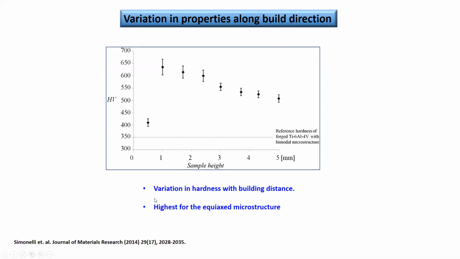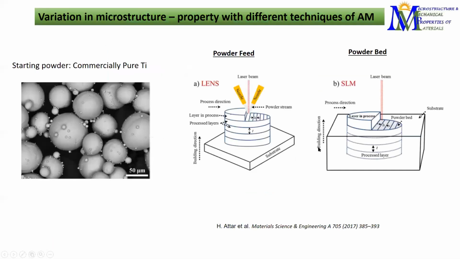So what we have seen from here is that there is a variation in hardness along the building direction, as well as the highest hardness is seen for the equiaxed microstructure. This is being properly explained in this paper in more detail.